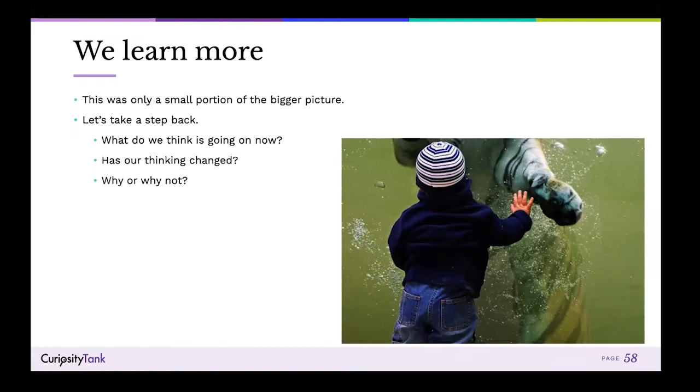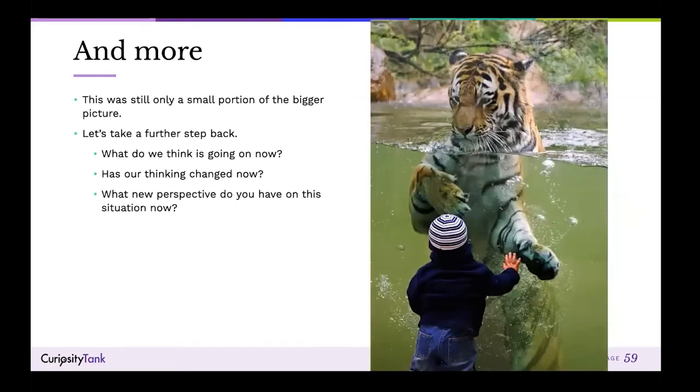Great. And then we're going to go to the last image, which is going to reveal a whole bunch more context. Okay. Awesome. Great. Now, that was only a smaller portion of the bigger picture yet again. And look what happens when we take an even further step back. What do you think is going on now? Right? How has your thinking changed? And what new perspectives do you have on the situation now?